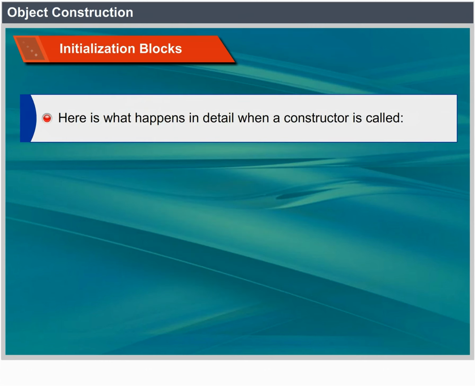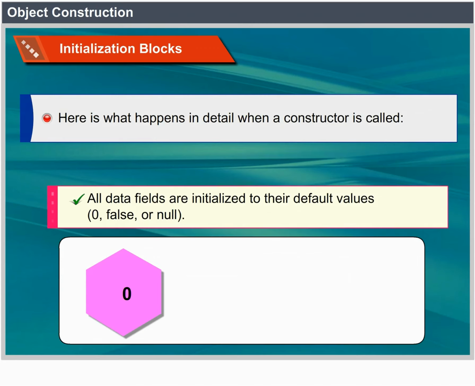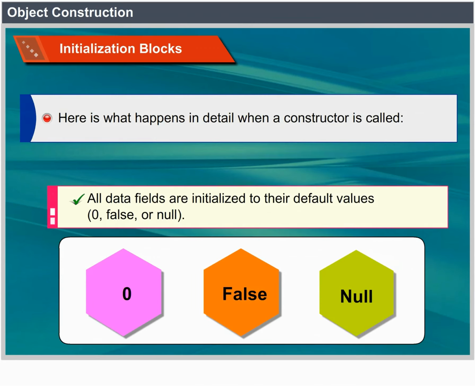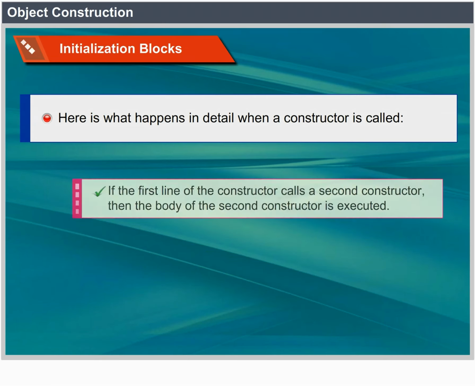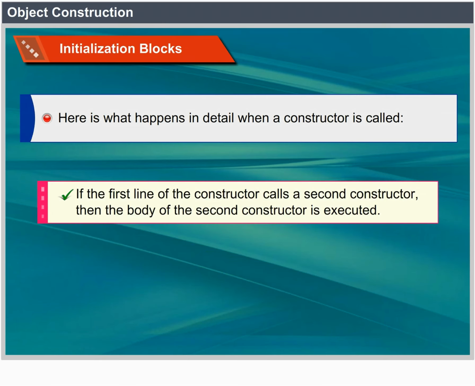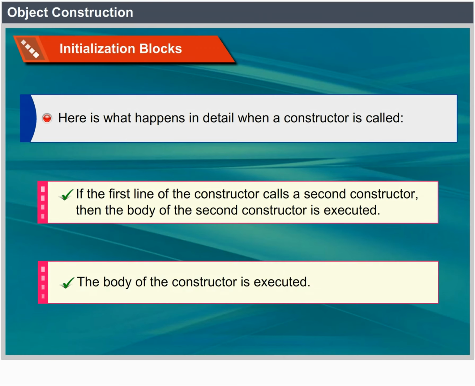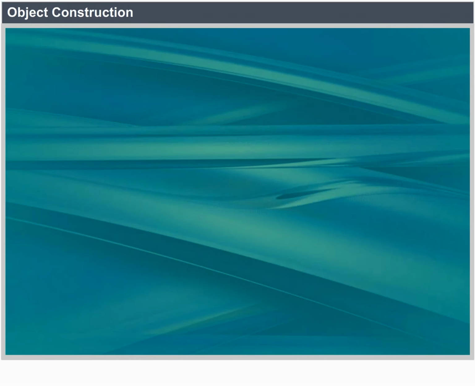Here is what happens in detail when a constructor is called. All data fields are initialized to their default values: 0, false, or null. All field initializers and initialization blocks are executed in the order in which they occur in the class declaration. If the first line of the constructor calls a second constructor, then the body of the second constructor is executed. The body of the constructor is executed.